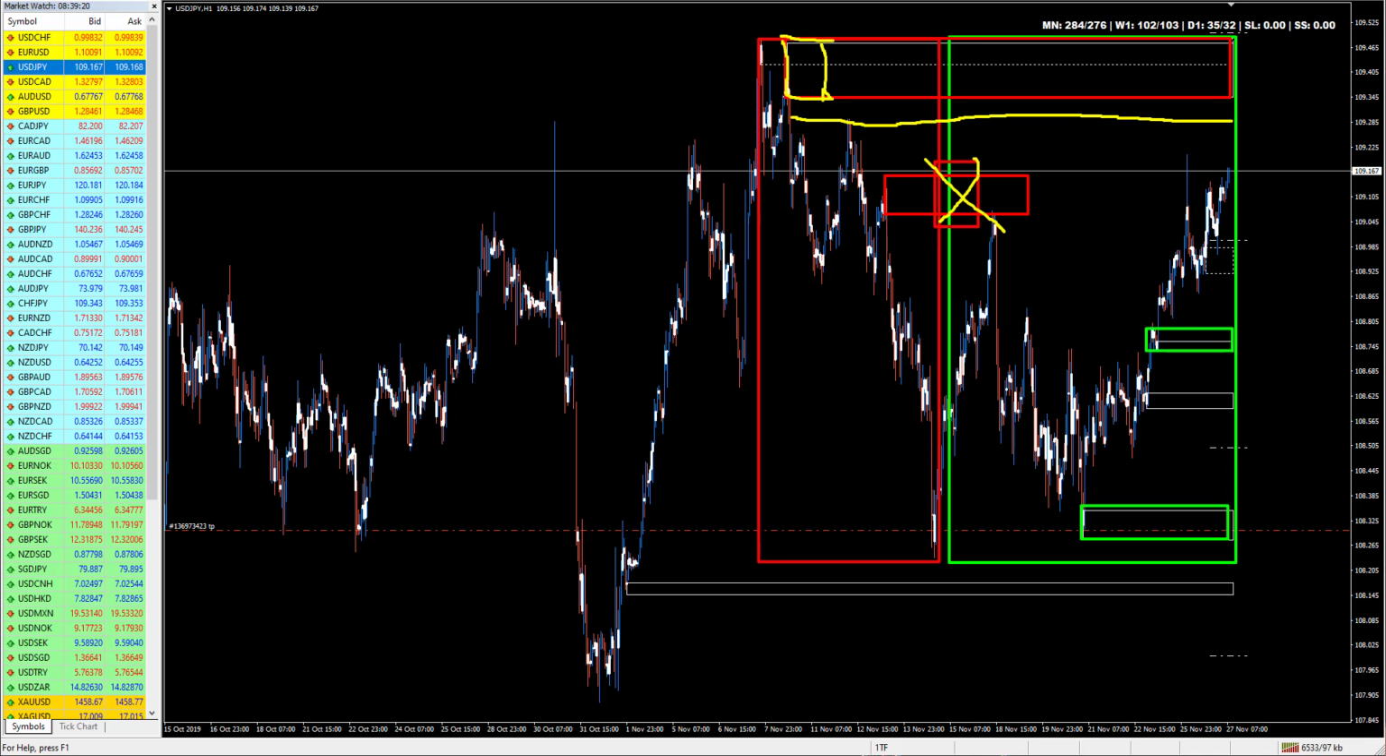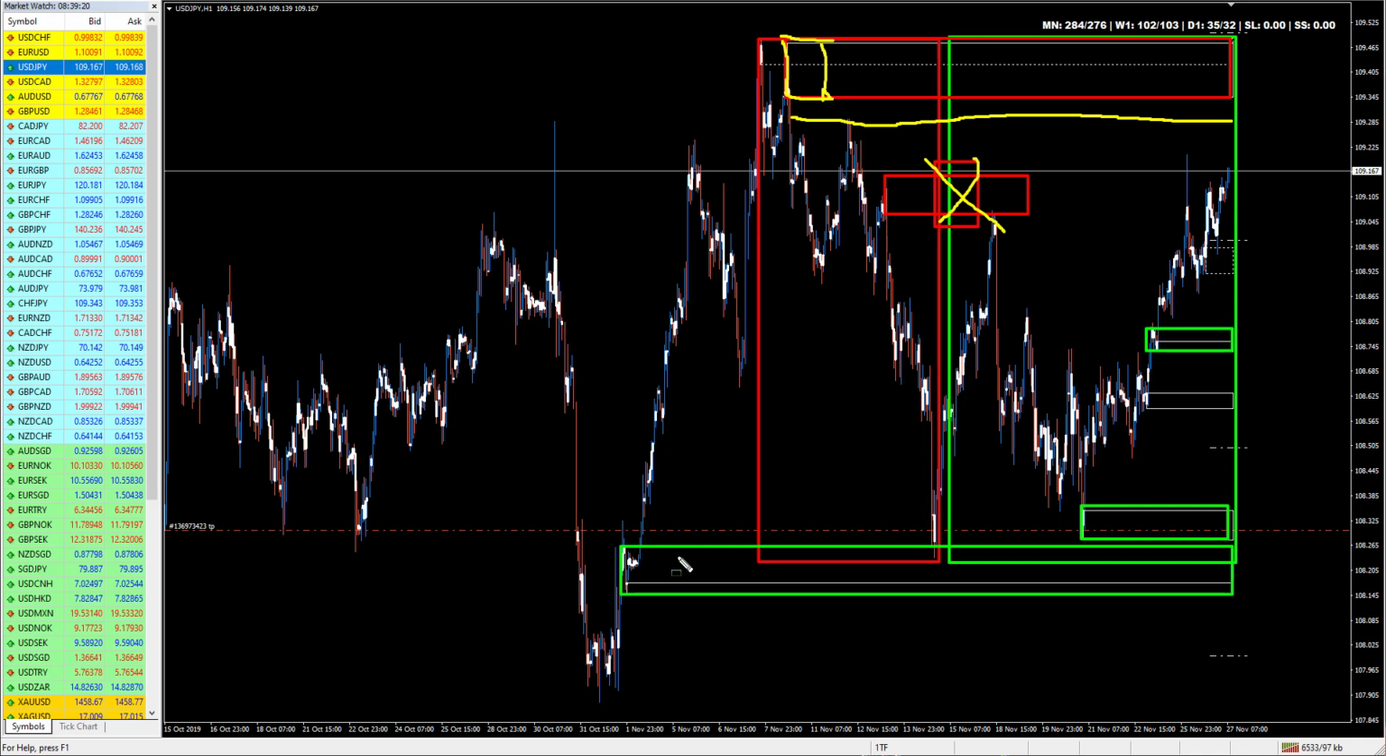Oops, that was dreadful. Let me try that again. Color green. So if we go like that, that's a really nice area. I like that, how price came down, rallied, accumulated, rallied. Price tested it, and we left.